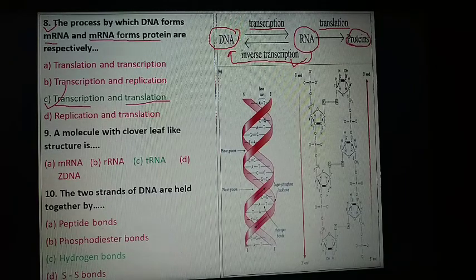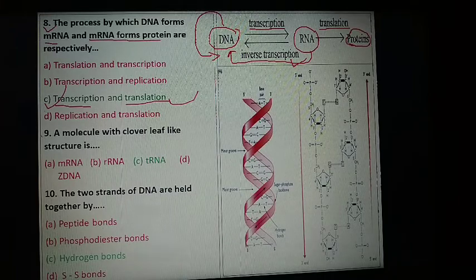And also DNA has the ability to produce DNA, and this process is known as DNA replication. So if we know the central dogma of molecular biology, then we can easily answer any question related to transcription, translation, replication, or reverse transcription.